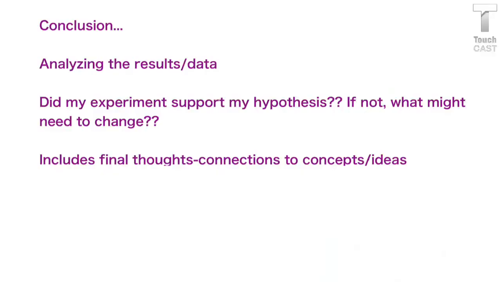That's when you come to your conclusion, or the C. You're analyzing your results and the data. Basically, did my experiment support my hypothesis? If it didn't, then what might need to change? Do I need to go back and do something over? Maybe change the type of food instead of the age of the dog. What do I need to do?